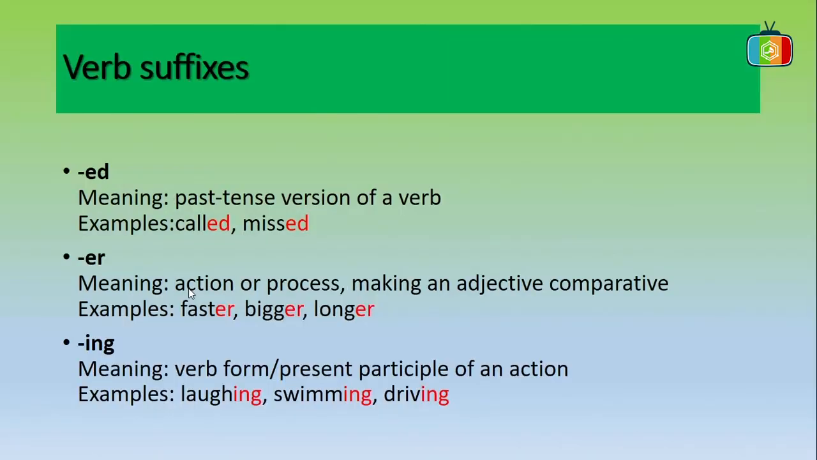Finally, let's come to the verb suffixes. And here we have the most common verb suffixes. I will start with ed, and it means the past tense version of a verb. For example, cold and mist. We have er or en, which means action or process, or making an adjective comparative. For example, faster, bigger, longer.